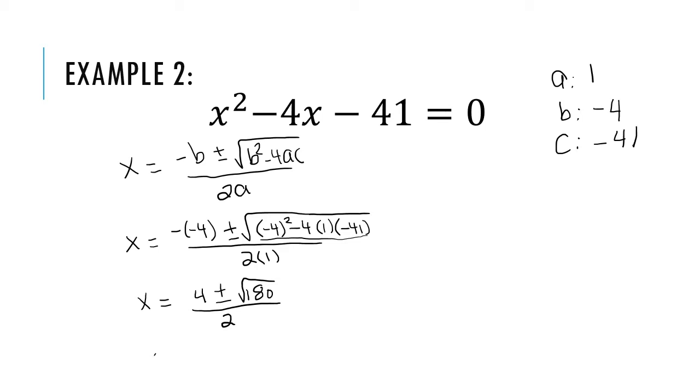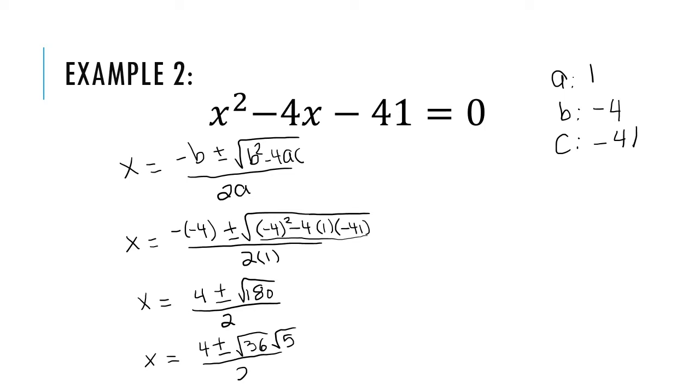Now, I have a radical that I need to simplify. 180 is not a perfect square, but 180 is equal to two factors, radical 36 times radical 5, divided by 2.